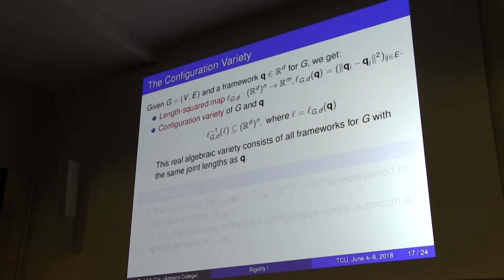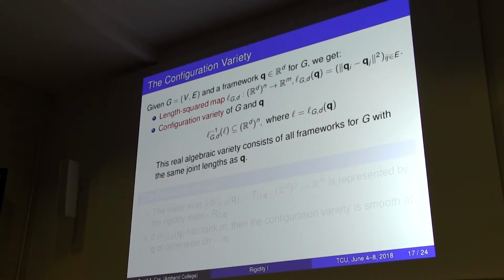And I want to go next to some algebraic geometry. So I'd like to see some algebraic varieties. So again, we have our bar and joint framework based on the graph G. And then the point is that I have this length squared map. And again, it depends on the dimension and it depends on the graph. And so basically I map a configuration into its edge lengths.